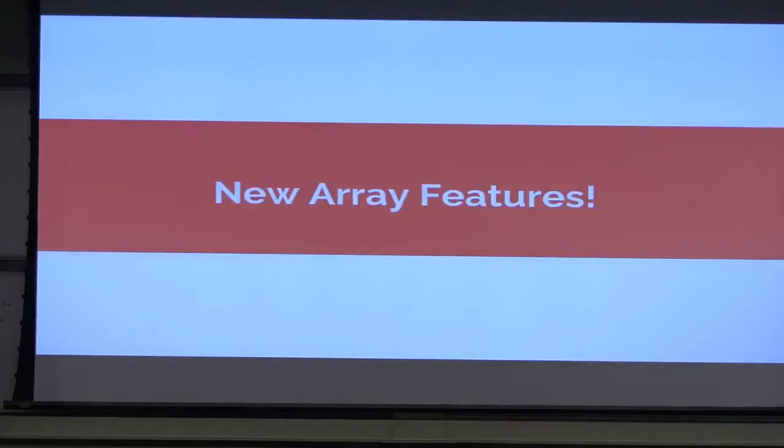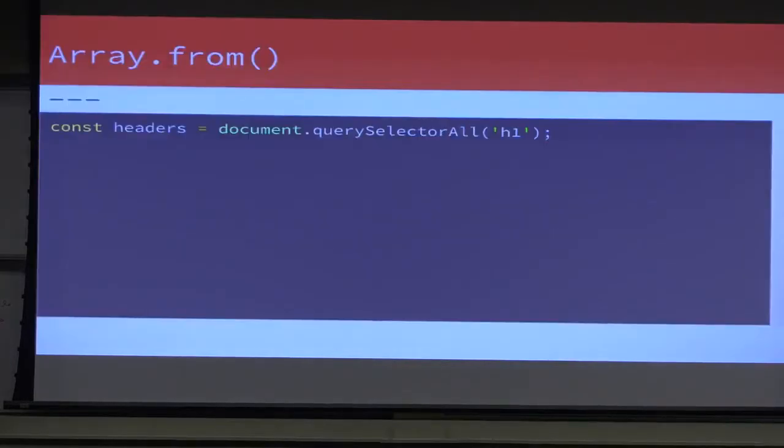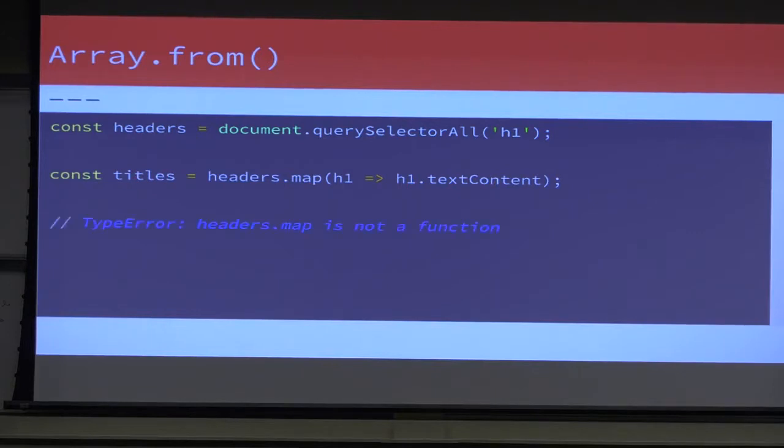There's also some new array features. So we have Array.from. Let's say we have a variable called headers, and it's equal to querySelectorAll for all H1s in our application. And we're going to go ahead and get the titles by mapping all those headers and just getting the text content. Now, as you can see, we're using an arrow function here, single argument, so we don't even have to have the parentheses around it, and we're using the implicit return here for the text content. And that's going to give us a list of all of our H1's text contents.